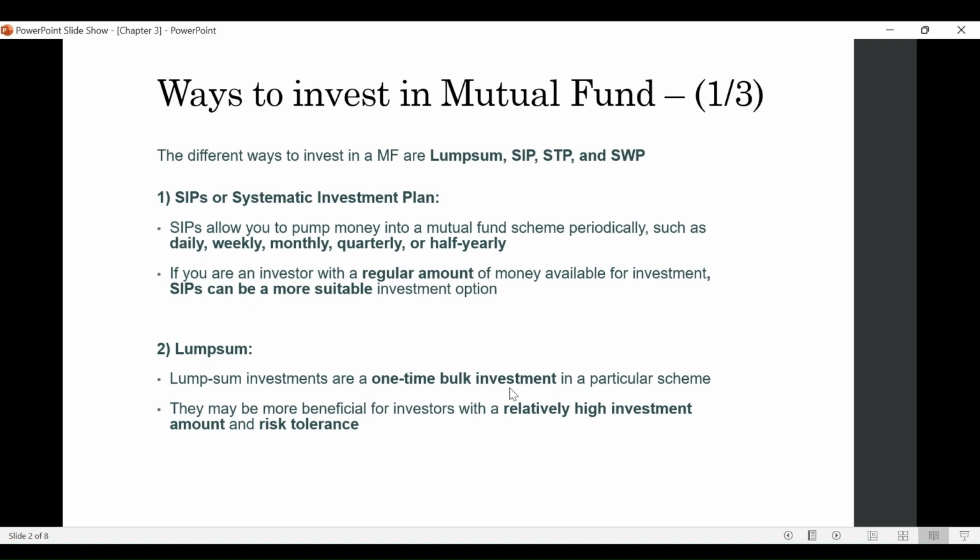The second way to invest money in a mutual fund is via lump sum. Lump sum investments are a one time bulk investment into a mutual fund scheme. And lump sum investments are beneficial for investors who have a relatively high investment amount, and also who have a higher appetite for risk.